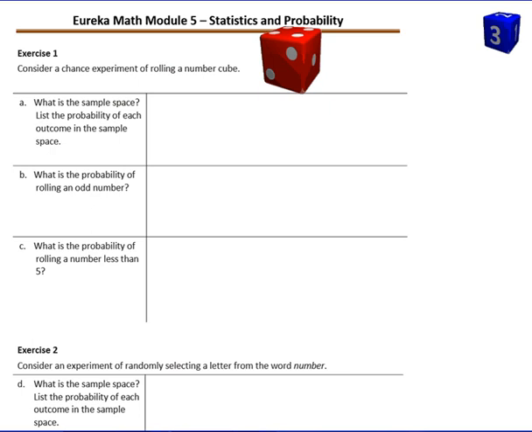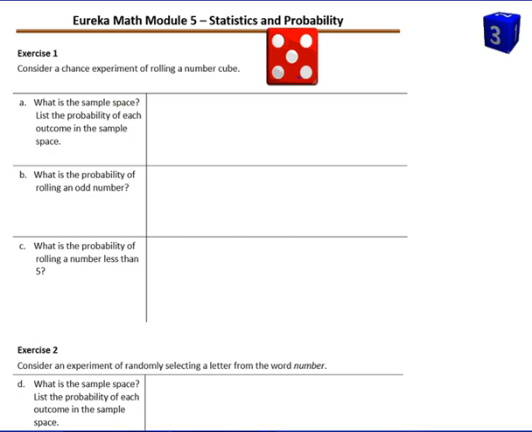Exercise 1. Consider a chance experiment of rolling a number cube. So a number cube has 6 different sides and there's a number on each side. This is an exercise, so let's read through the questions and then I want you to try to answer questions A, B, and C on your own.